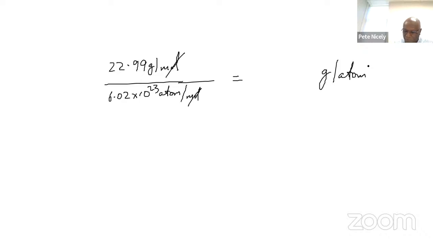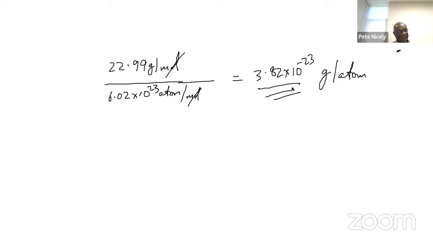So I'll divide 22.99 by 6.02 times 10 to the 23. And according to my calculation, this works out to be equal to 3.82 times 10 to the minus 23 grams. So that's the mass of 1 sodium atom. All right. Any questions about this example? Any questions?